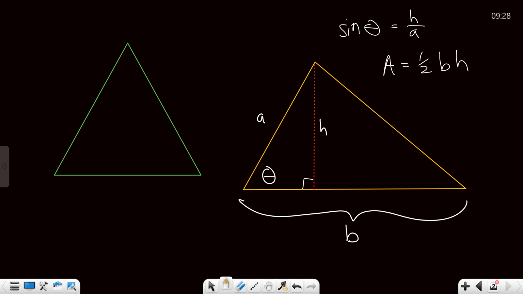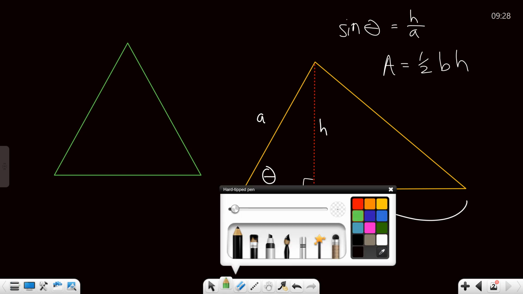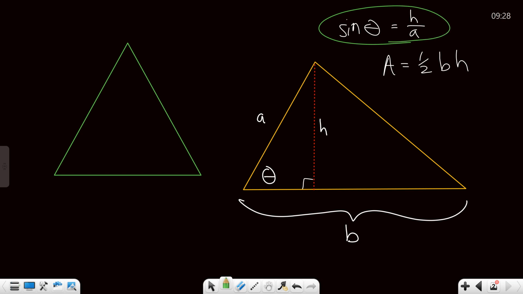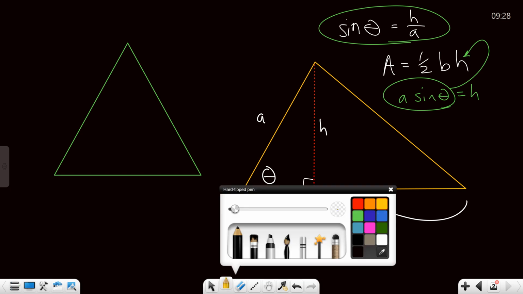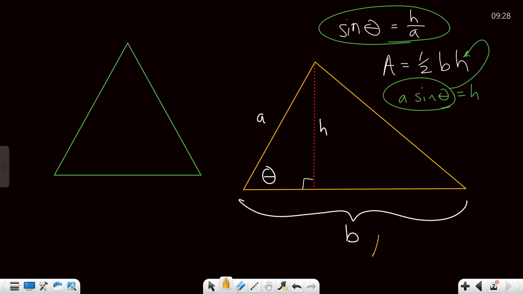Okay. Good. Now let's combine those two. If I take this equation that Amelia gave me and I solve it for H, I get A times the sine of theta is equal to H. We good so far? Now, take this and plug it in there. And we get this very handy formula that says area is equal to 1/2 AB sine theta.